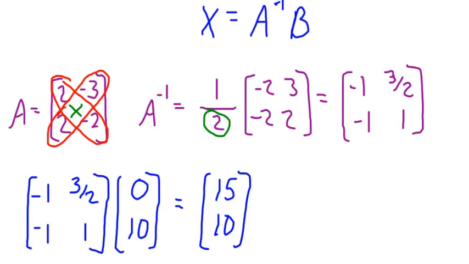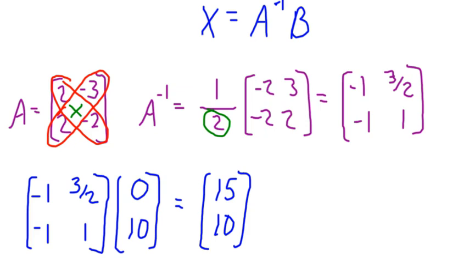So now we take that inverse matrix, negative 1, 3 halves, negative 1, 1, and multiply it by matrix B, which was our constants, 0 and 10. Our first matrix is 2 by 2, second matrix is 2 by 1. Inside values are the same order, so this matrix is defined. We can find the product. Our product has the dimensions 2 by 1.